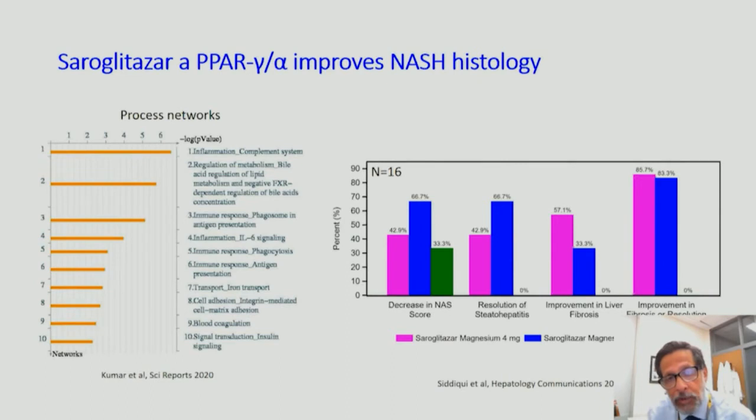And what we see is that it has a lot of PPAR gamma, but it also has a little alpha effect, and has a significant effect on not only improving the metabolic status, but actually reducing inflammatory signaling in the liver. On the right is an early pilot study we published last year showing a remarkable resolution of steatohepatitis and even some decrease in liver fibrosis with saroglitazar. A major phase 2b trial is currently starting up in the US.